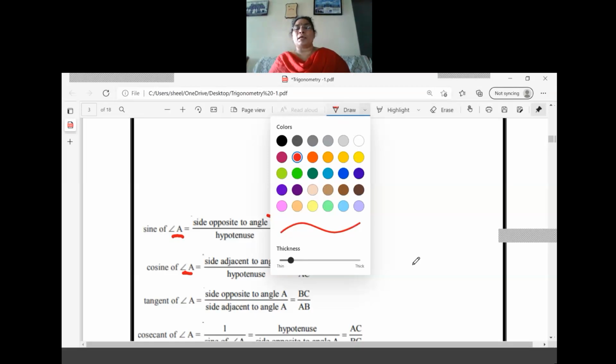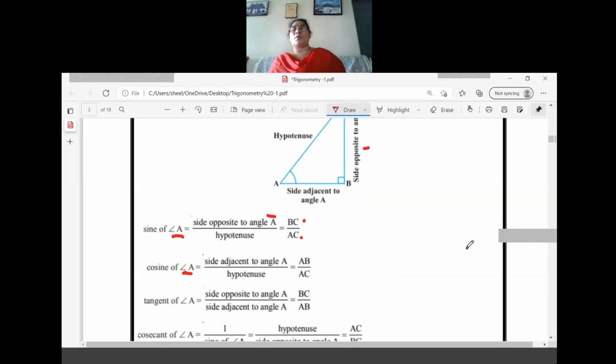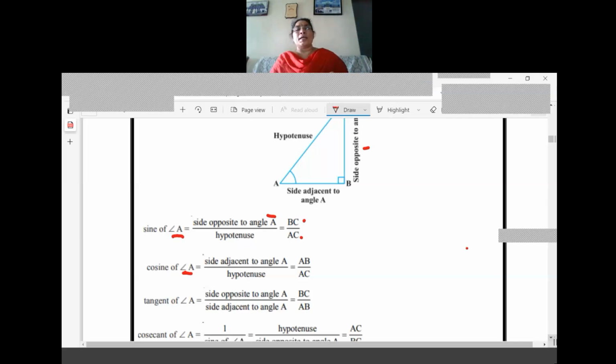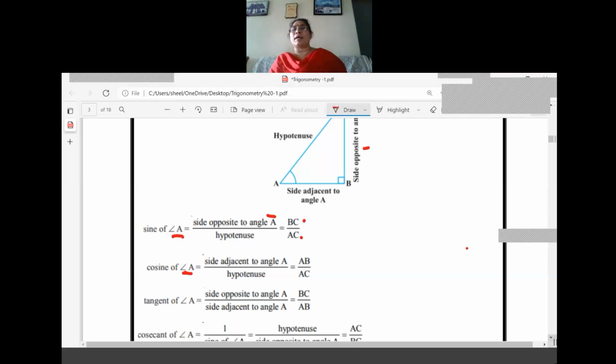You must be familiar with the three names: opposite side, adjacent side, hypotenuse. By using these, what we have to do? The first ratio is opposite side by hypotenuse. What is the name? Sine of angle A. What is the next name? Adjacent side to the angle A divided by hypotenuse. So, cosine. Next, tangent. Tangent means opposite side by adjacent.